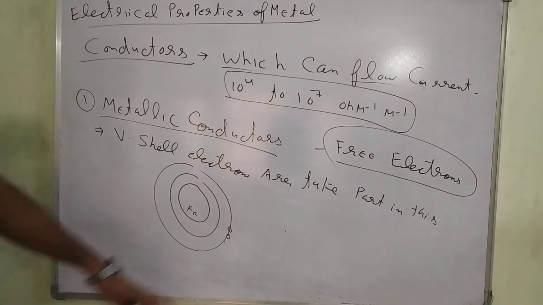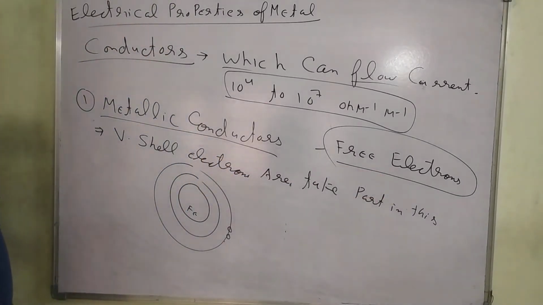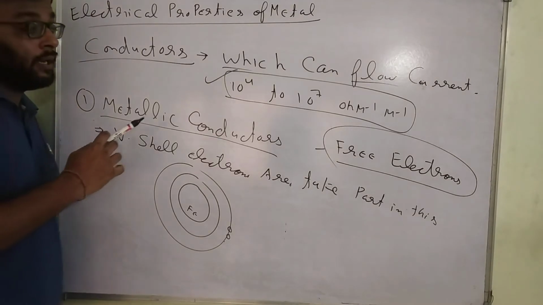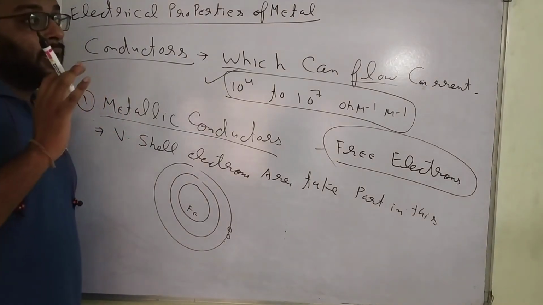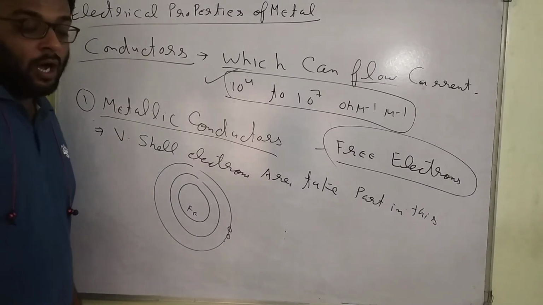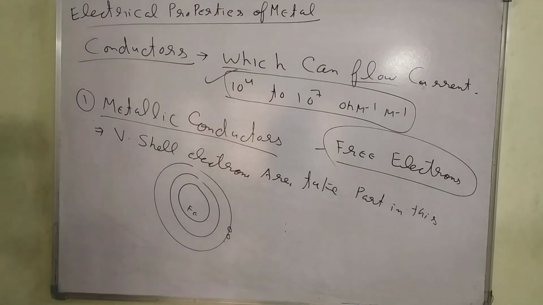In a metallic conductor, free electrons are the reason for the conduction of electricity. In this, valence shell electrons take part in the conduction of current. Just pause the video and note down these points. What happens with the range of conductors, 10 raised to power 4? Here I am only explaining metals, not electrolytic. It is the metallic conductor range, where valence shell electrons take part in conduction.